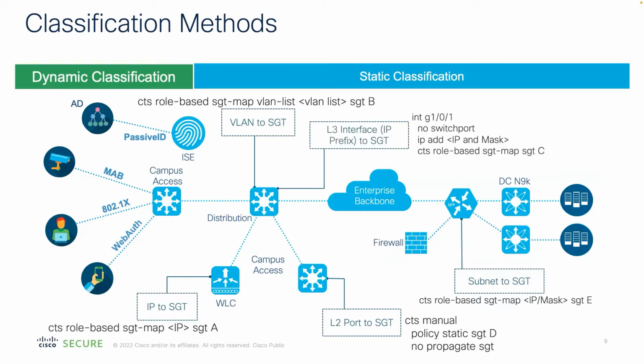And the last one on the top right is a layer 3 interface statically assigned to an SGT. This actually means learn the IP prefixes from this layer 3 interface and statically assign them to an SGT. So these are static classification methods. And so we have two classification methods. One is dynamic, where ISE is assigning the SGT, and then we have static, normally for endpoints that are not authenticating with ISE.